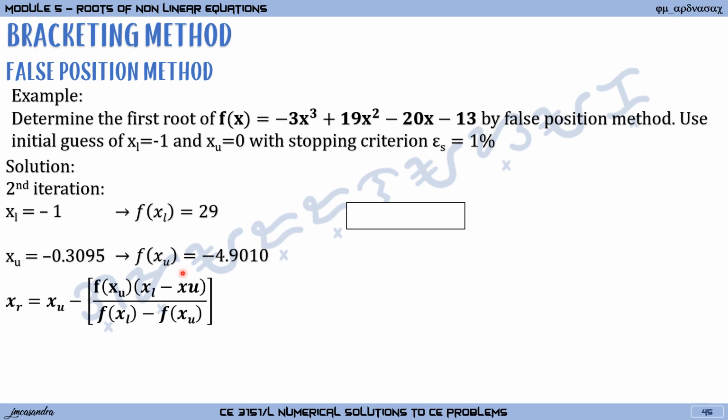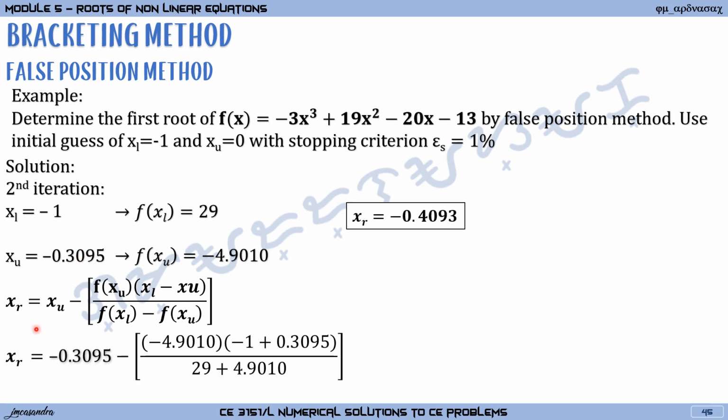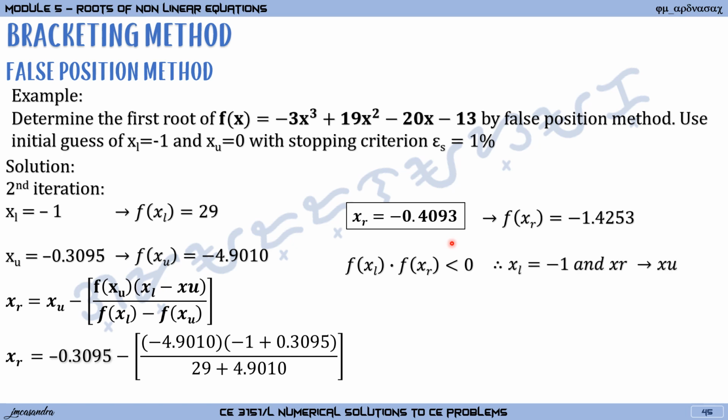So we compute for our XR. XR now, substituting the values of XU, XL, and the functions, will give us a value of negative 0.4093. And computing for its function, it's equal to negative 1.4253. Okay, so looking back, XL times f of XR, positive times negative, is a negative value, so it's less than 0. So our new subinterval, or the new limit for our next iteration, will be negative 1 and XR.